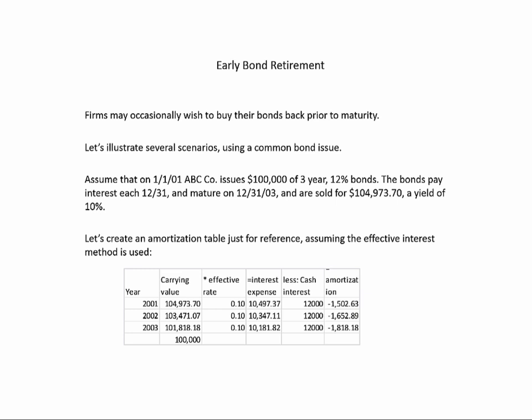And again, reading across the columns, for each year, we start with a carrying value at the beginning of that year, multiply it by the effective interest rate, that gives us our interest expense, subtract out the cash interest, and the remainder is amortization.